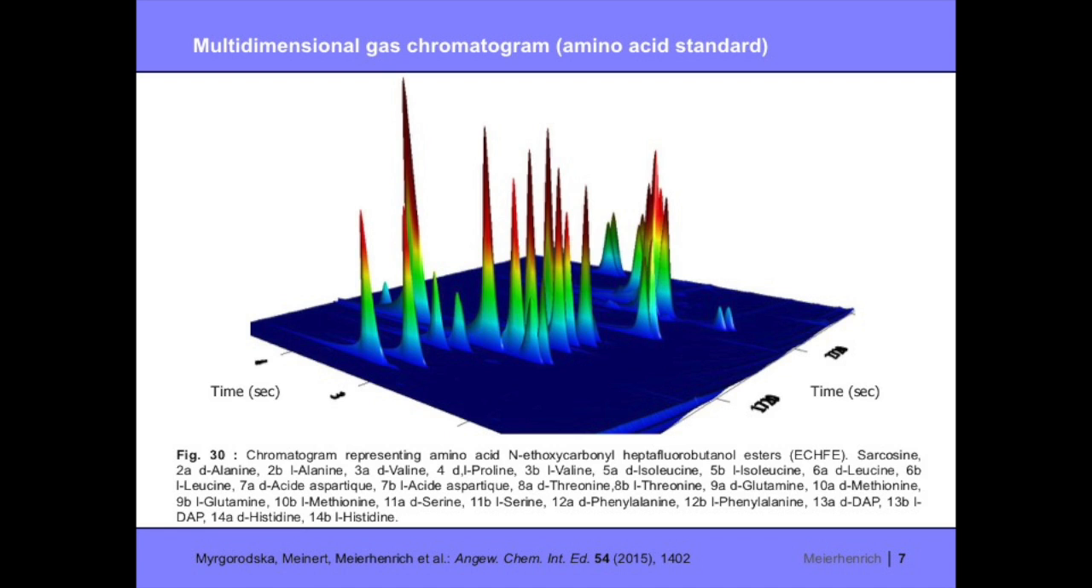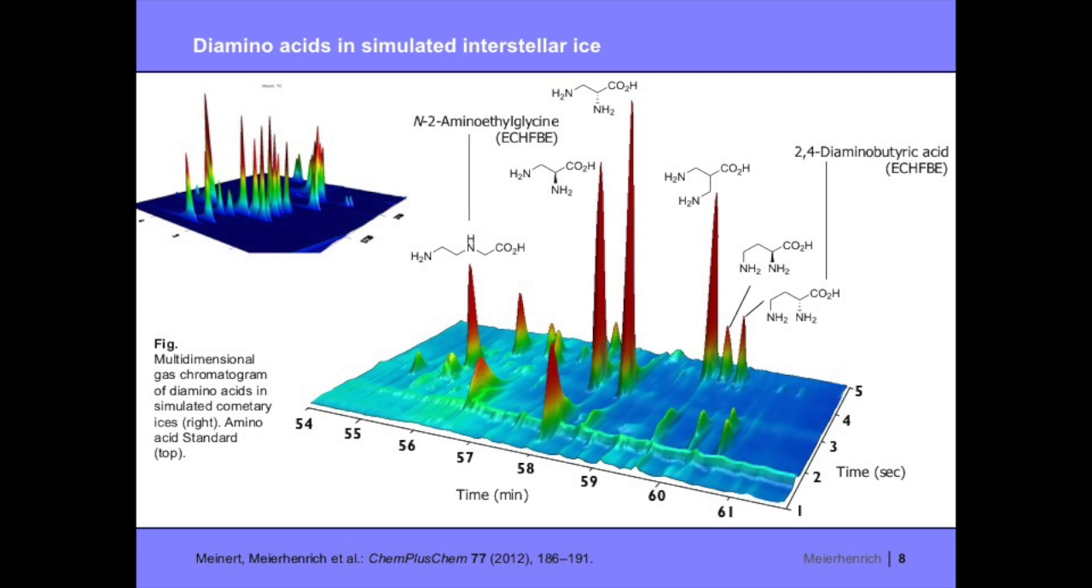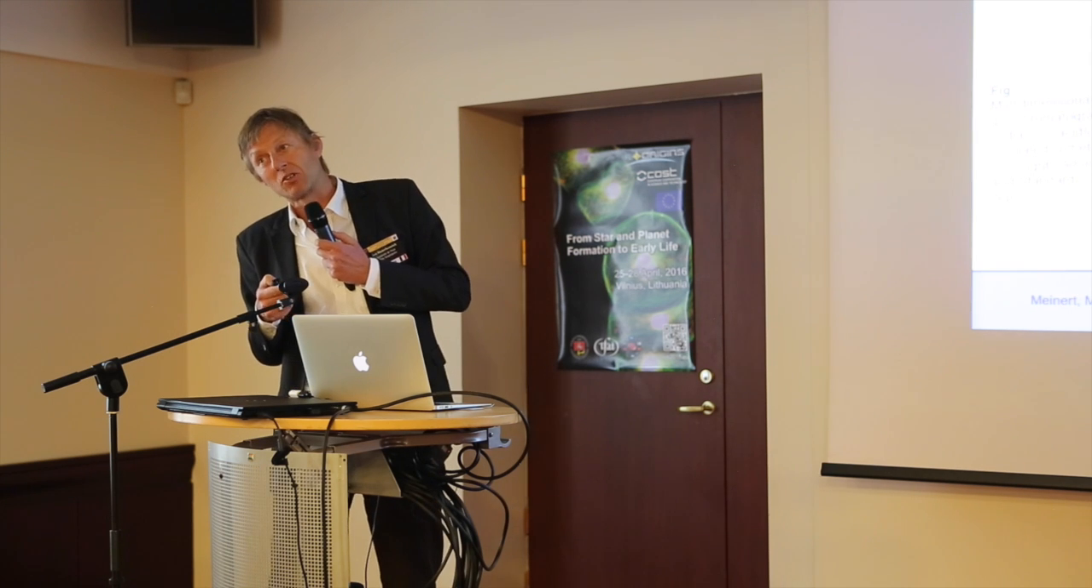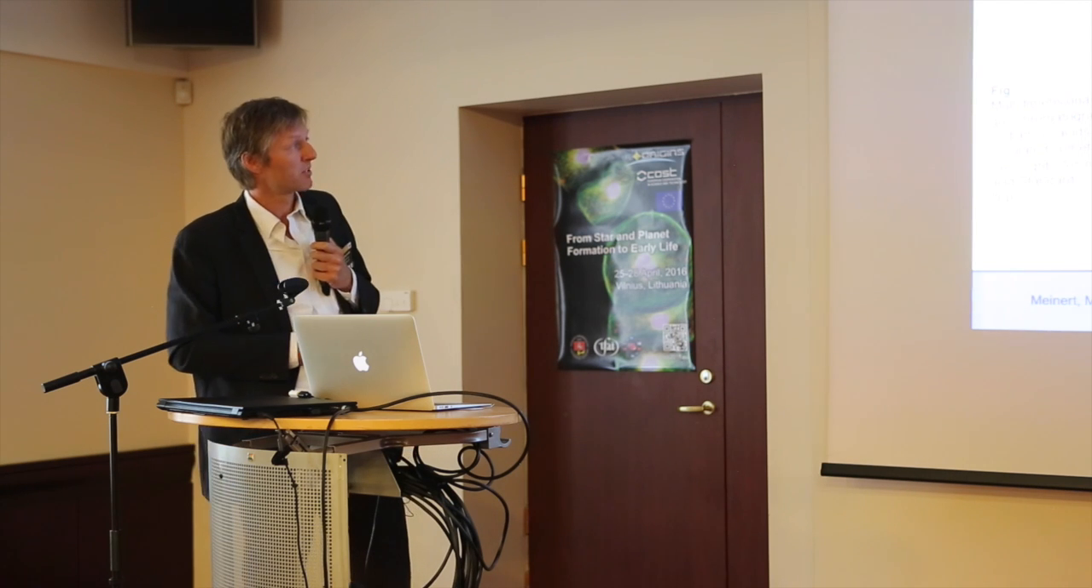So this is a standard, and this is now a sample of our artificial cometary ice. Today we see 30 different amino acids in these cometary ice, and here you see some of them that are resolved in 2 dimensions. Those amino acids that you see here, we consider them as particularly interesting for processes considered important in chemical evolution, and we call these amino acids diamino acids. These amino acids contain 2 amino groups and 1 carboxylic group, and as a consequence we call them diamino acids.